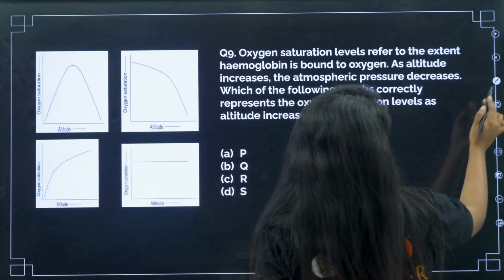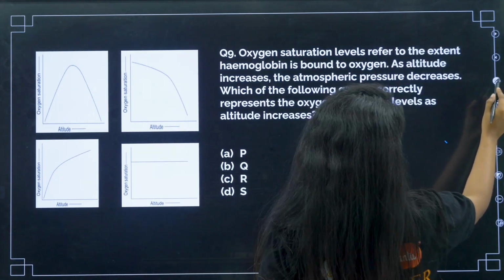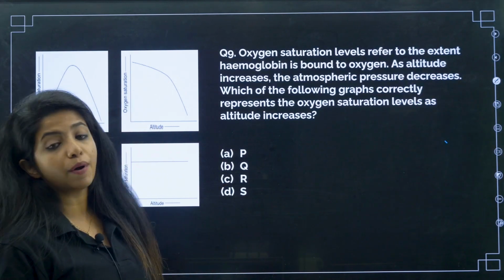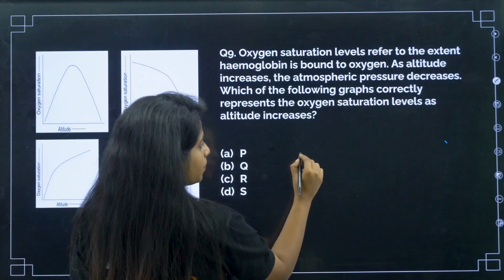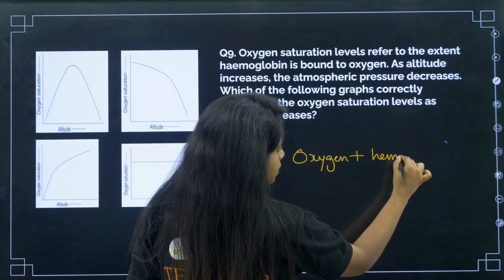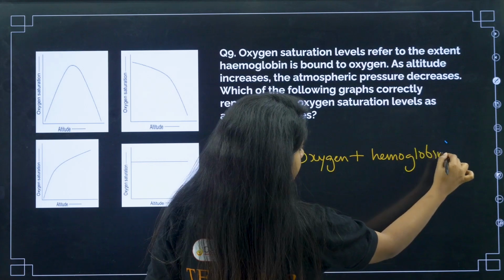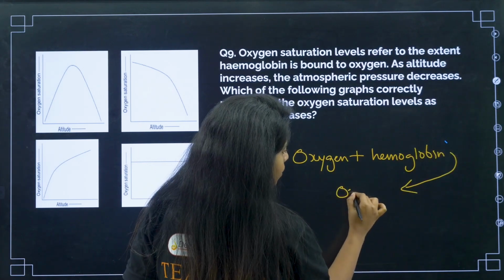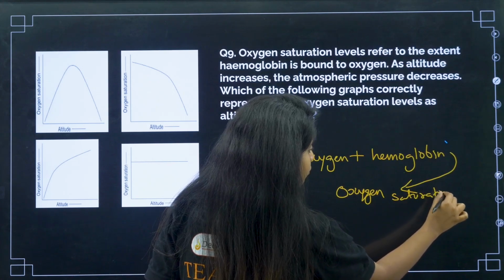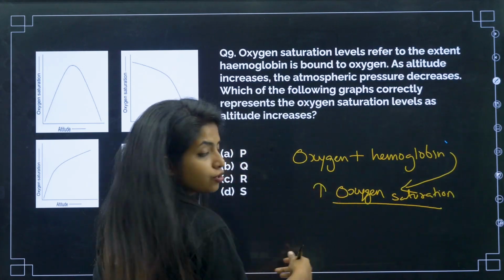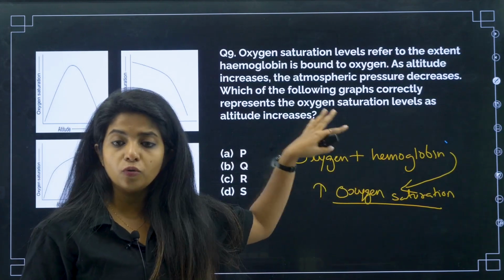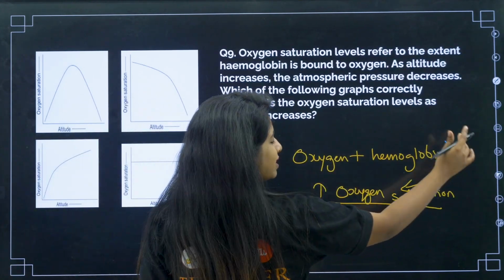Oxygen saturation levels. Read this question really carefully, okay? Oxygen saturation levels refer to the extent hemoglobin is bound to oxygen. Oxygen plus hemoglobin is what you mean by oxygen saturation. So, if more oxygen and hemoglobin binding is there, that means oxygen saturation is more. If it is less, oxygen is less, it is not bound to hemoglobin, then the saturation will also be less.